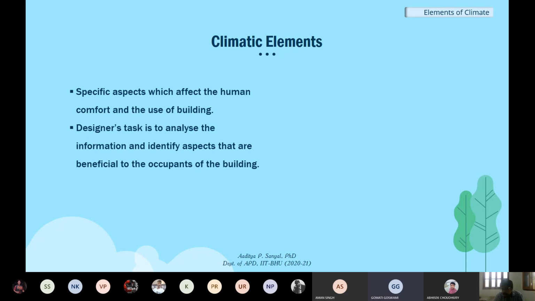So sun and wind. Sun, by that, what do you mean? It's a very big aspect. You might be looking at the heat, the solar radiation, right? Yes. Direction and the movement of sun with respect to the building. Yes, the direction. So you're talking about the solar path. Yes, that is a separate aspect we need to look at. What else? What are these climatic elements?